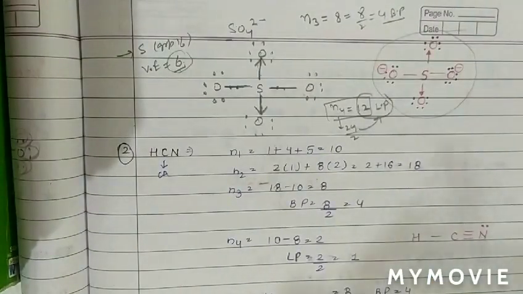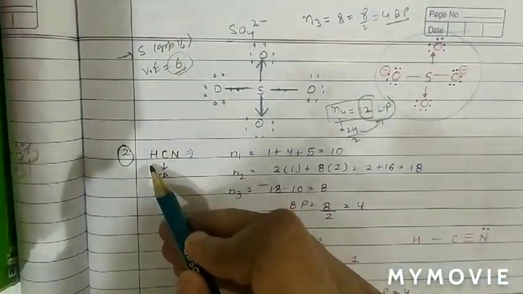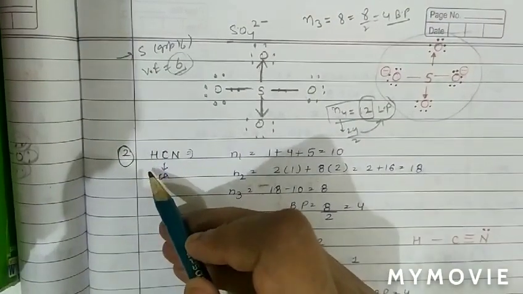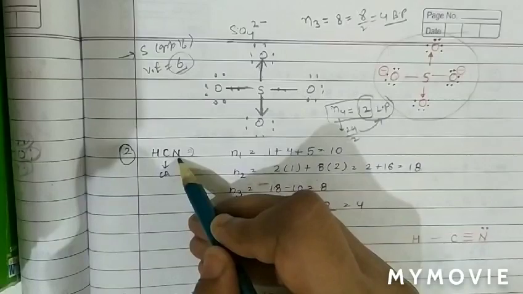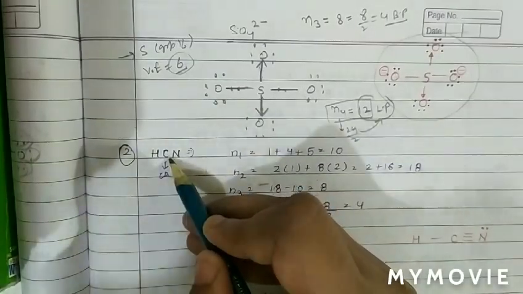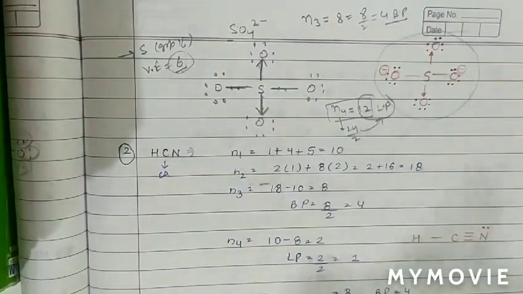Next, we are drawing the Lewis dot structure of HCN. As hydrogen cannot be the central atom, it is between carbon and nitrogen. The electronegativity of carbon is less, so carbon will be the central atom.